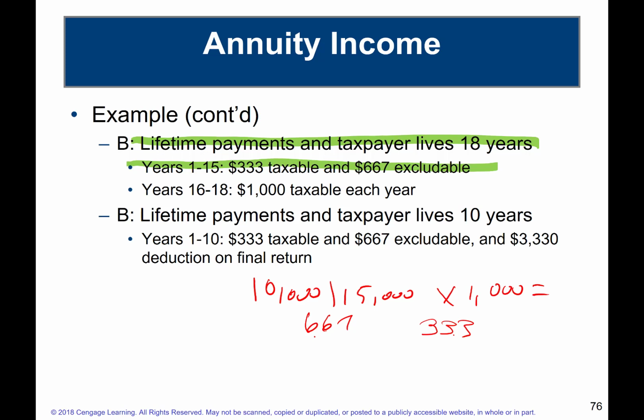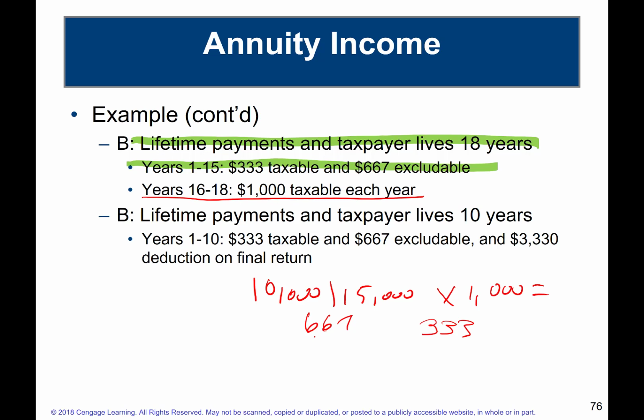Now what happens if you beat the odds and you continue to live? In this case, the person beat the odds by 3 years and continued to kick on for 3 more years, in years 16, 17, 18. That person would be taxed on that entire amount, because now they've received an amount in excess of the expected distributions.